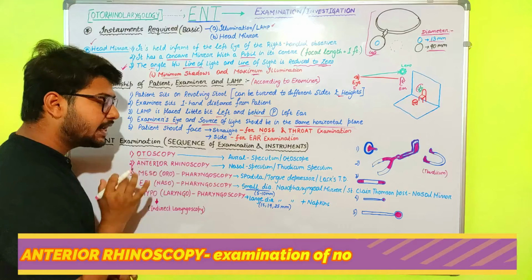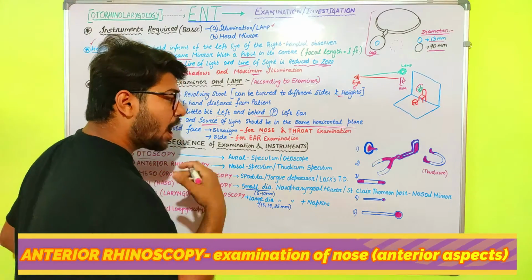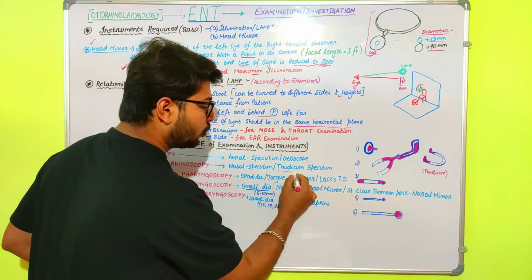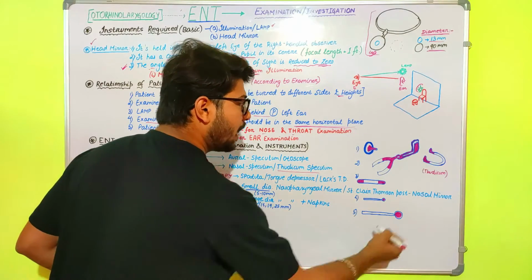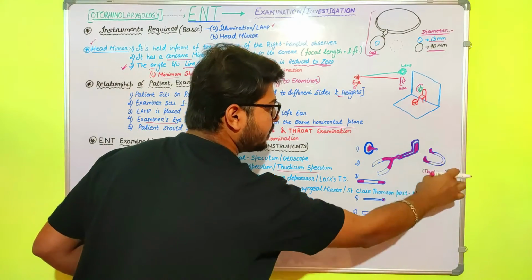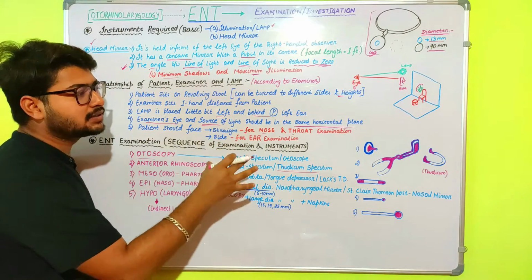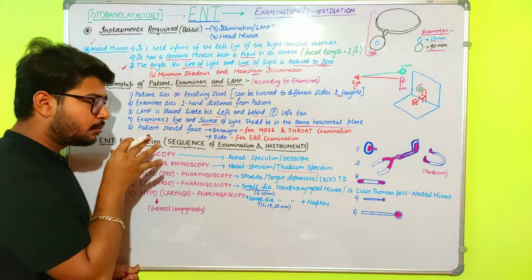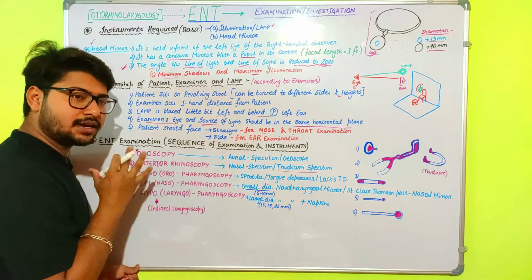Then comes the anterior rhinoscopy. For anterior rhinoscopy, we require a nasal speculum or a special type of speculum, that is the Thudicum speculum. Here you can see it is a nasal speculum, and this one is the Thudicum speculum. I am going to explain all its mechanisms, how it's used, in a separate video. But for now, you should know the names and what instruments are used.